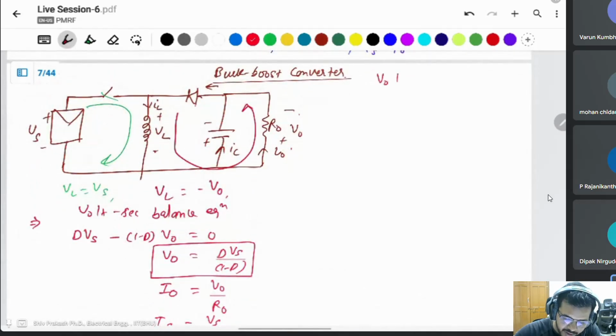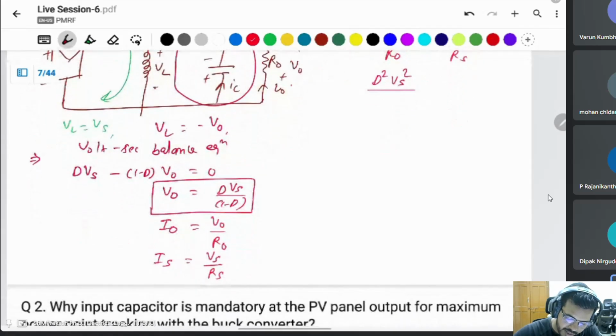Then for the same thing, take the input power equal to output power. In ideal cases, V naught square over R naught is equal to Vs square over Rs. So V naught square is dVs divided by 1 minus d, the whole square, into R naught.